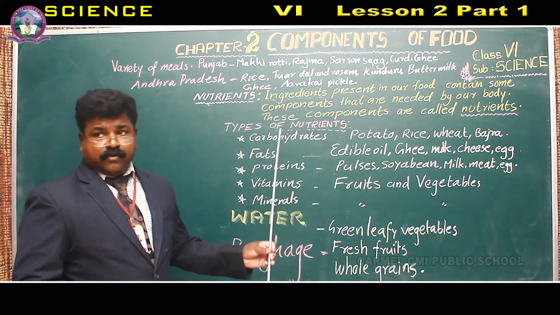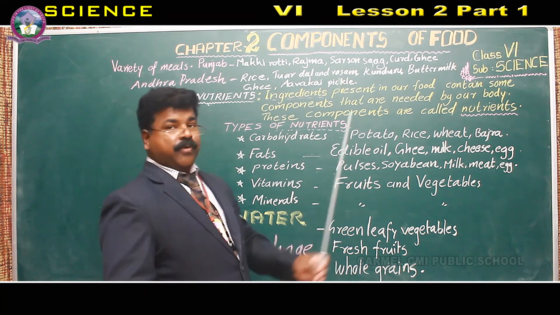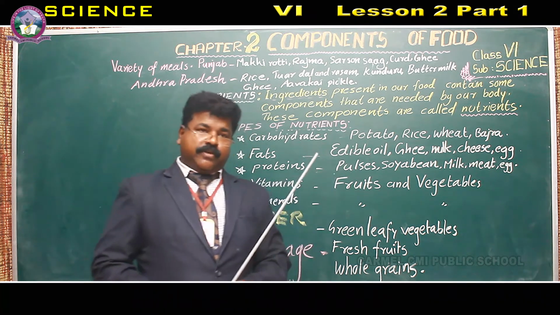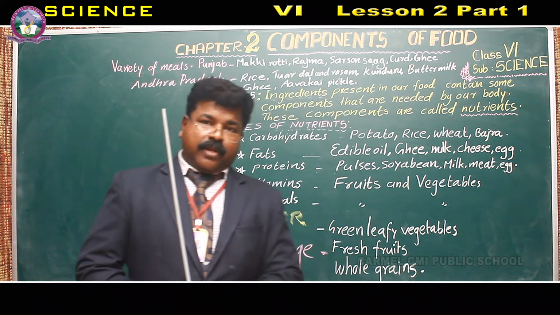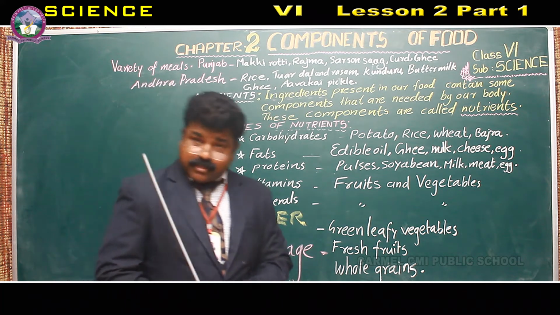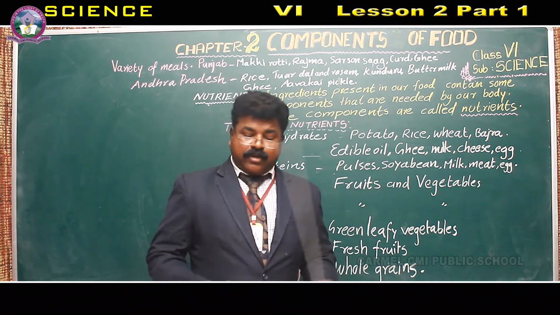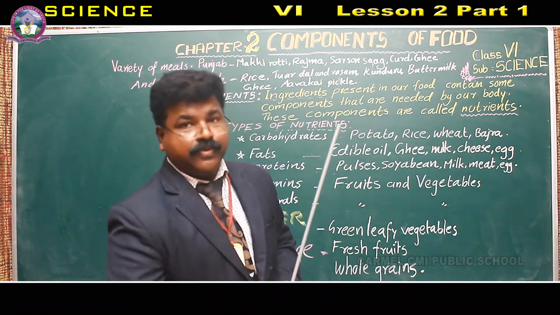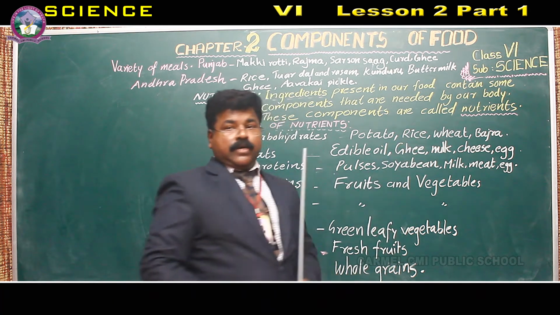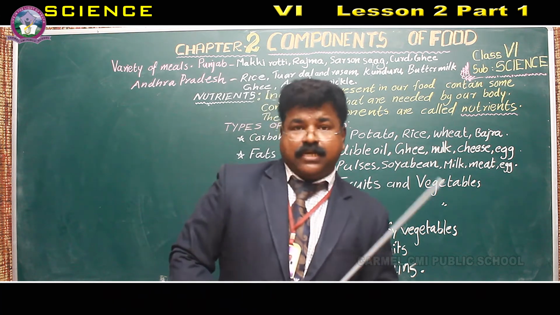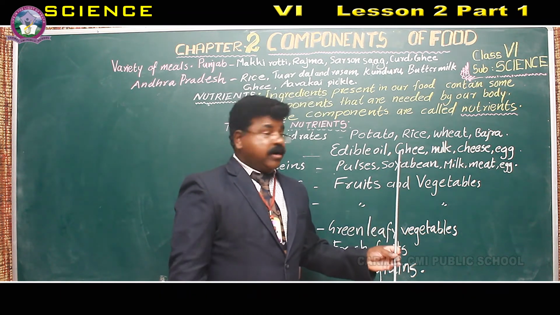So let us see what are the examples for carbohydrates. The most common food item which we use in our home to make curry is potato. You are all familiar. This potato is a rich source of carbohydrate. And again, rice. Without rice, we can't survive because as Malayalis, Keralites, our staple food itself is rice only. So rice is also a major source of carbohydrate.